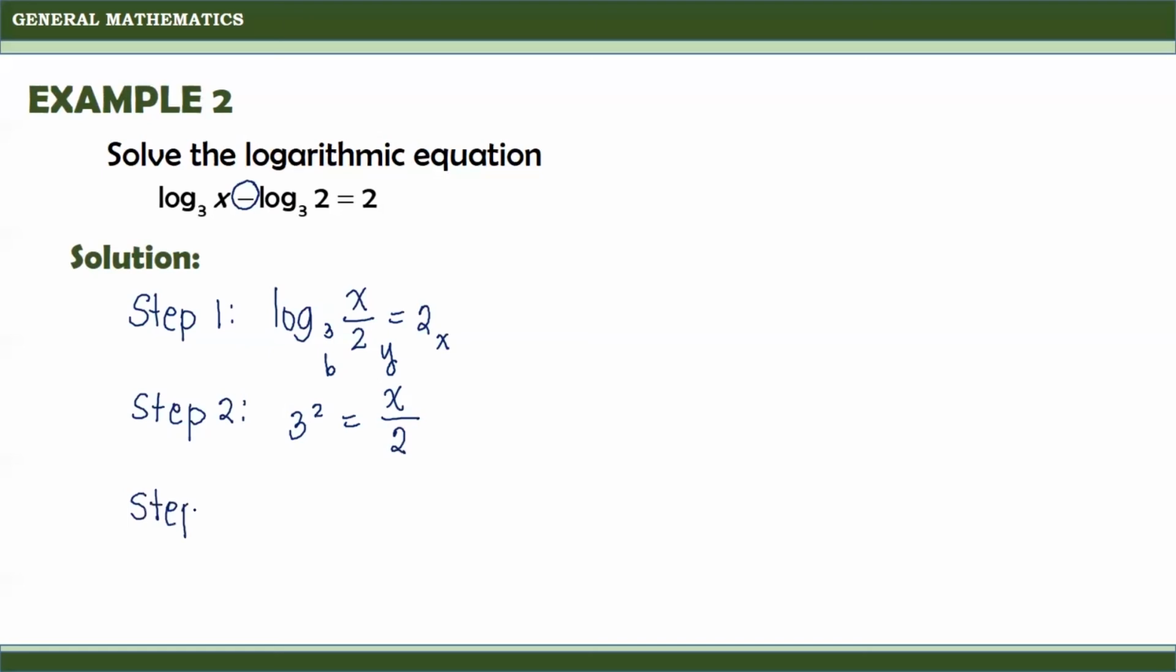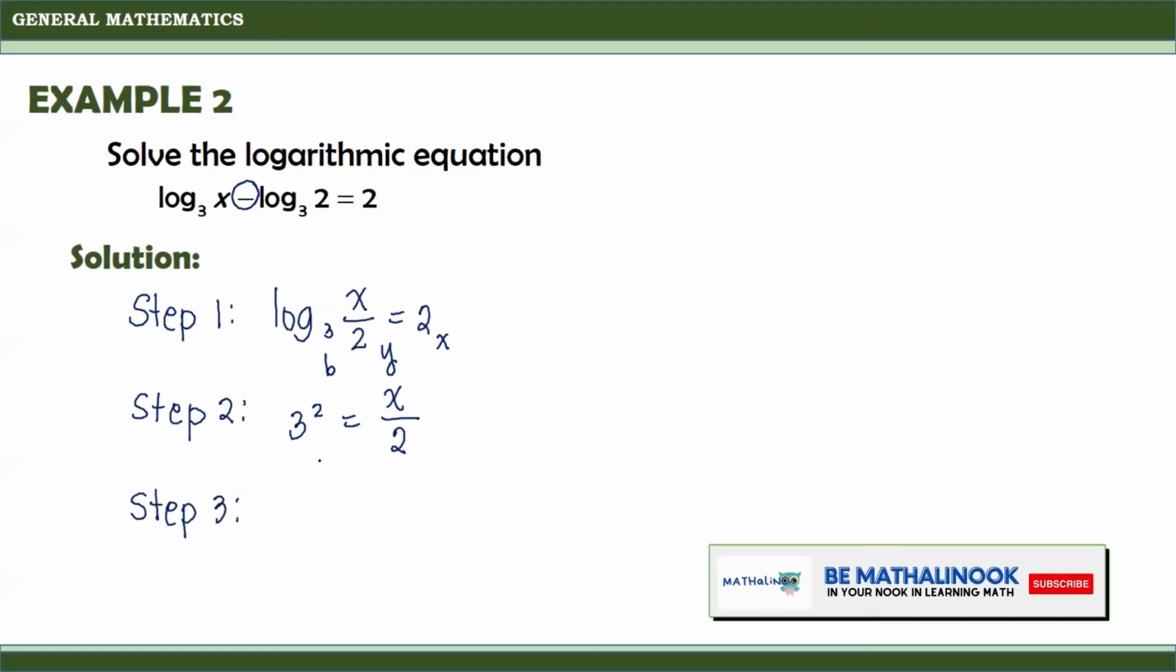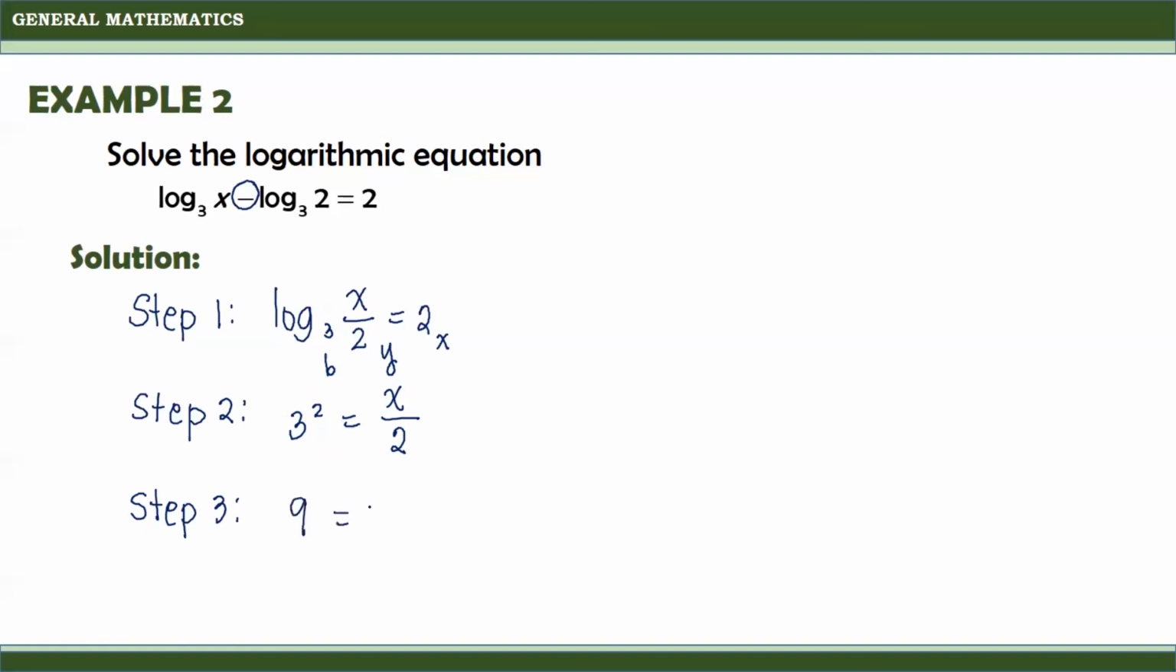Next, for step 3, we need to solve now for the indicated variable x. To do that, we need to simplify first 3 squared, which will give us 9 equals x over 2. To solve for x, we need to do cross multiplication.